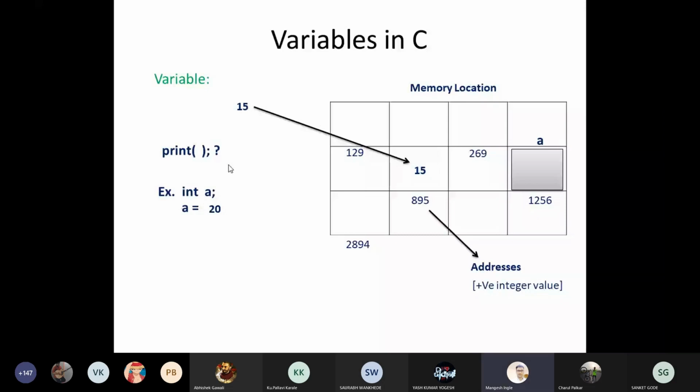We can access the variable name. Variable name is nothing but identifier. I'm recalling it again and again. Okay. We can access the identifier. Identifier is nothing but your variable name. If I want to access 20, A equals 20 means A is carrying the value 20.